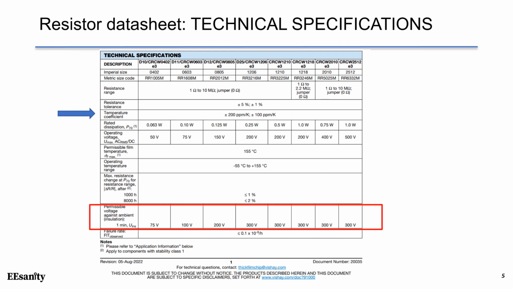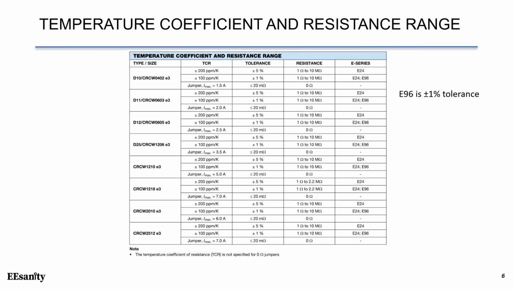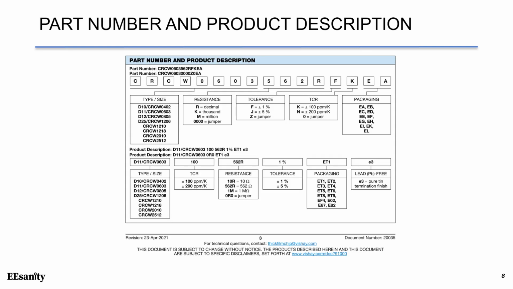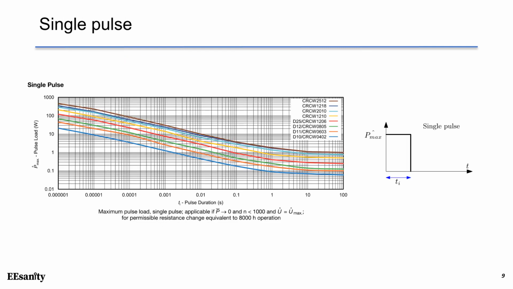The permissible voltage is the maximum allowed voltage over this resistor for 1 minute. Usually, the working voltage must be much lower than this value with a good derating factor. This slide shows the temperature coefficient and the resistance range. Note that E192 corresponds to plus minus 1% tolerance. This is the packaging for the different types of resistors. This is the part number and the product description for ordering.